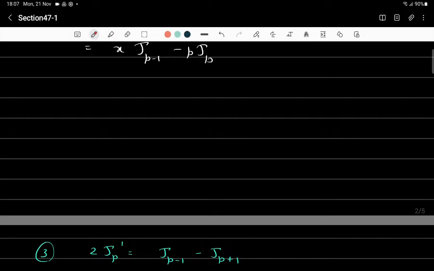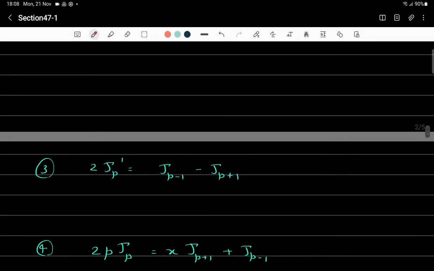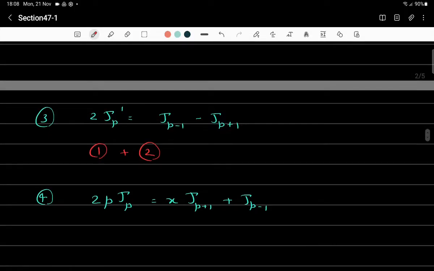If you go by definition, it can be proved, but there is no point because it is simply the addition of property 1 and property 2. It means if you remember 1 and 2, you can easily derive 3, but it's good to remember the third one also. Fourth one is 2p Jp is x Jp plus 1 plus Jp minus 1. So again, if you subtract property 2 from property 1, you can easily observe 2p Jp is x Jp plus 1 plus Jp minus 1.